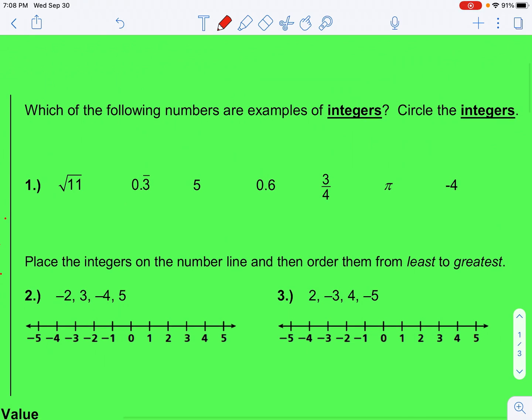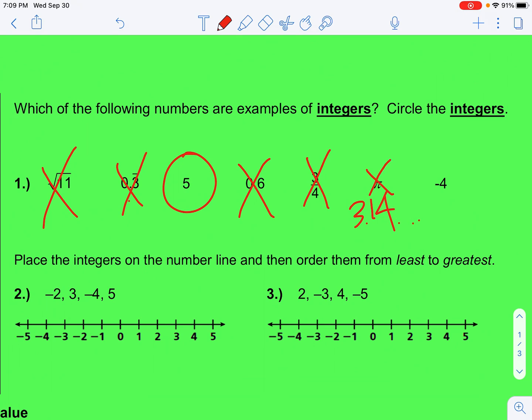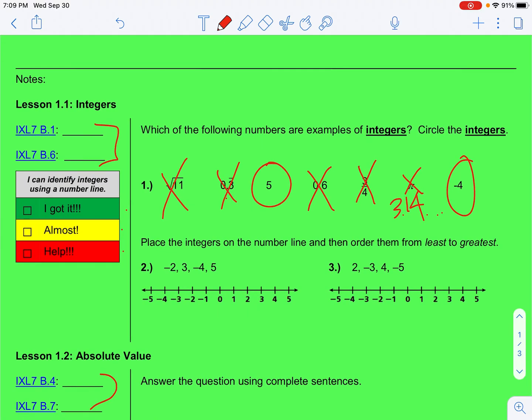Which of the following numbers are examples of integers? Circle the integers. Remember, an integer is a positive and a negative whole number. So, square root of 11, that gives me a decimal. That doesn't work. This one is a decimal. That doesn't work. 5 is a whole number. That works. 0.6 is a decimal. That doesn't work. 3/4 is a fraction. That doesn't work. Pi simplifies to 3.14, which does not work. But -4 is an integer because it's a whole number. It's just negative. So I only have two integers there.